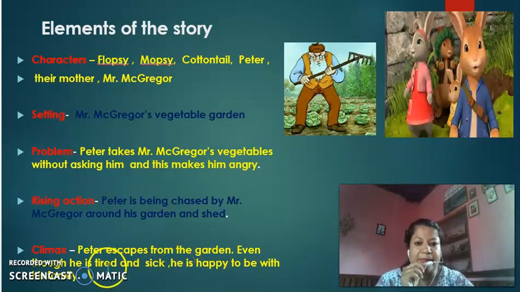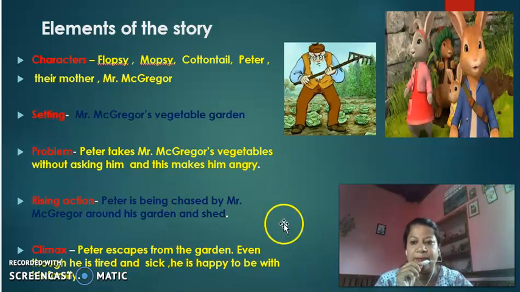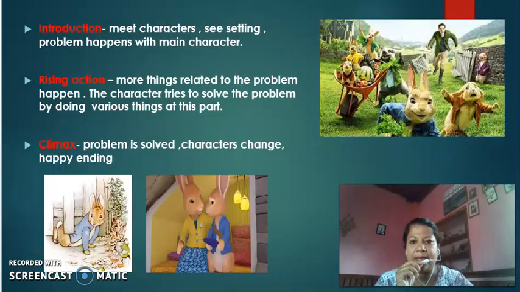So every story has these elements. These are the most common ones which we are discussing today. Now let's move to the next slide. Now in the introduction of the lesson, as I have already told you in the Golden Goose and the Torch, we usually meet the characters in the introduction, right? That is the beginning.